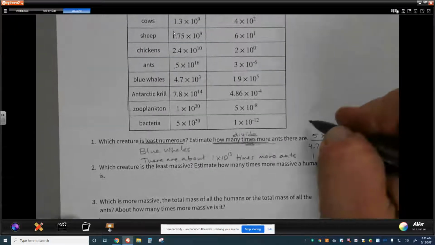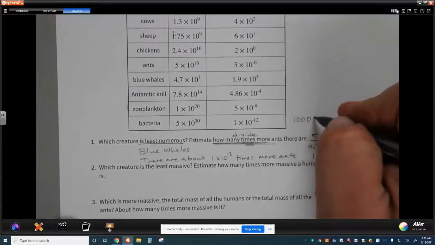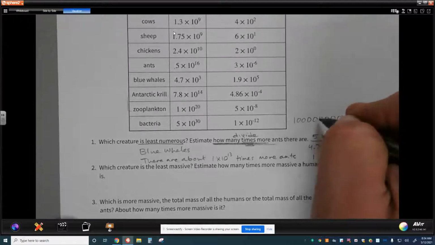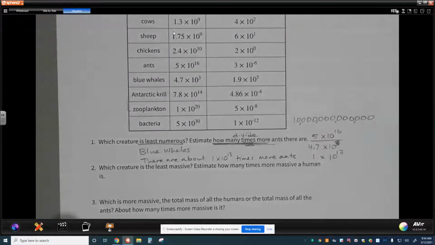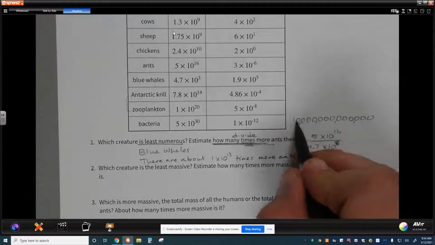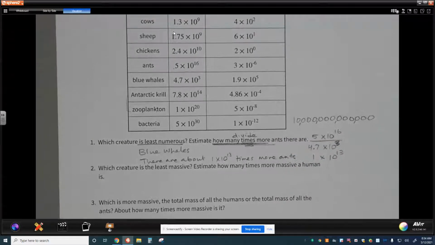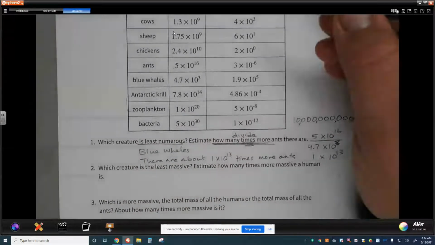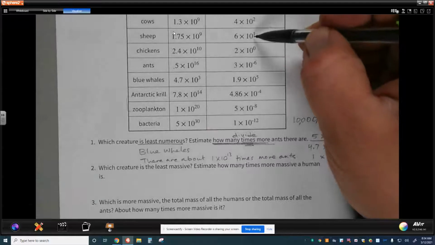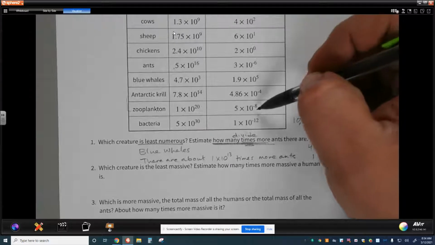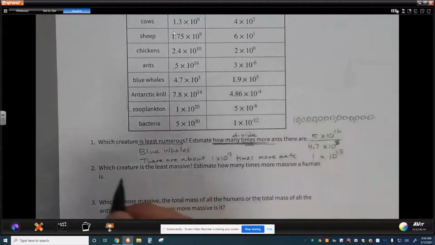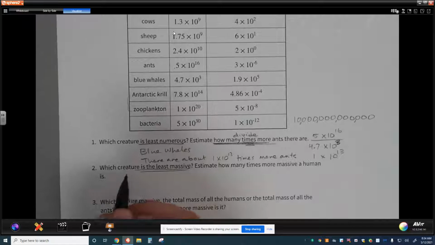Just in case you weren't sure about 10 to the 13th power, that's 10 trillion. Think 100,000, million, billion, trillion. Yeah, 10 trillion times as many ants on the earth. So which creature is the least massive, the smallest one? Again, go to the powers of 10 and look for the smallest power of 10. Here we can see that bacteria is the smallest power of 10, 10 to the negative 12th power. So the least massive would be bacteria.